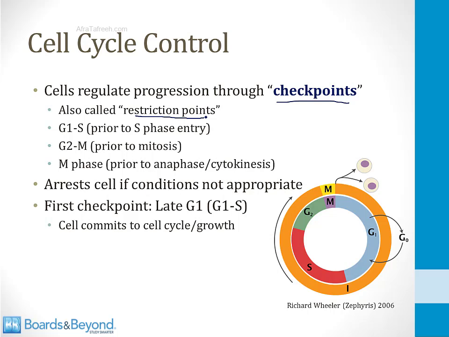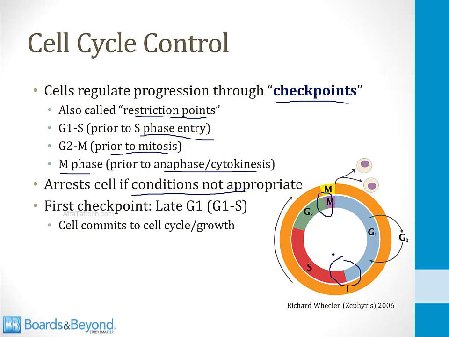conditions are just right. So for example, the G1 to S phase transition just prior to S phase entry is a very important checkpoint. So is the G2 to M phase transition just prior to mitosis. In addition, there is an important checkpoint within the M phase itself prior to anaphase and cytokinesis. And what the cell does is look at various regulatory elements, and it arrests itself if conditions are not appropriate. In other words, it does not proceed further in the cell cycle if conditions are not just right.